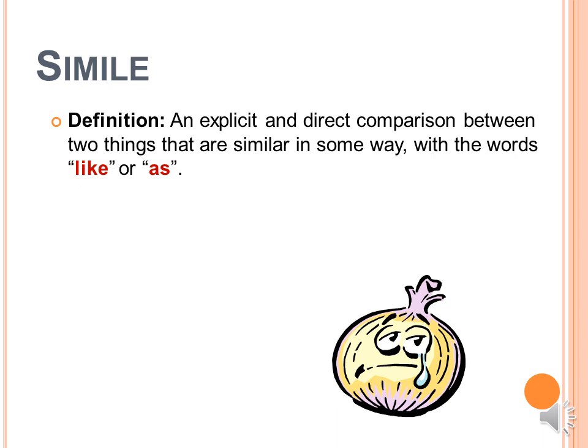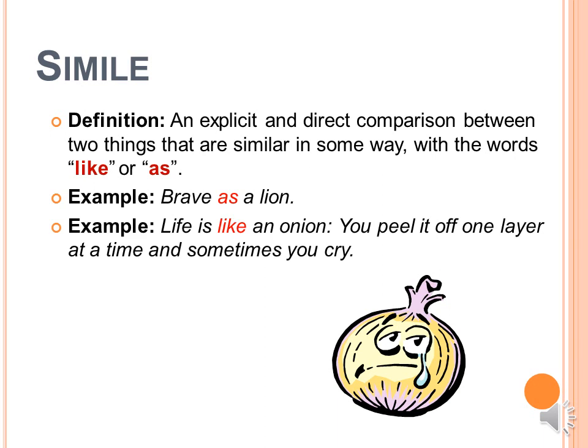If it uses the to be verb, it's a metaphor, and we'll get to that in a second. Here's an example of a simile: brave as a lion. You see the word as, it's comparing someone who is brave as a lion, or brave in the way that a lion is brave. So it's comparing lions and brave people, and they're saying they're similar to each other in some way. Another example: life is like an onion. You peel it off one layer at a time, and sometimes you cry. So life is not an onion, but it's like an onion, and the explanation gives the relationship there.